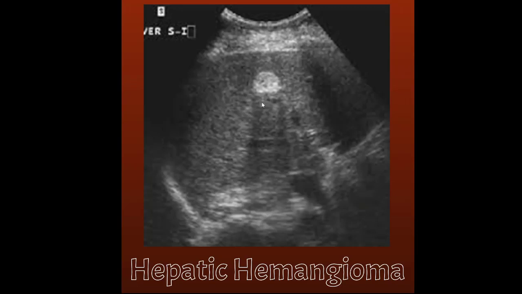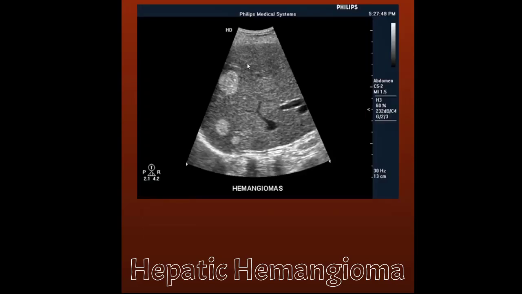What's interesting about hepatic hemangiomas, we talked about these being a tangled ball of blood vessels, but the blood vessels are so itty bitty that if you put color on these, you're actually not going to see any color flow in them. Here's another example of some hepatic hemangiomas. Again, really bright, clear borders on all of these, most likely within the right lobe of the liver.